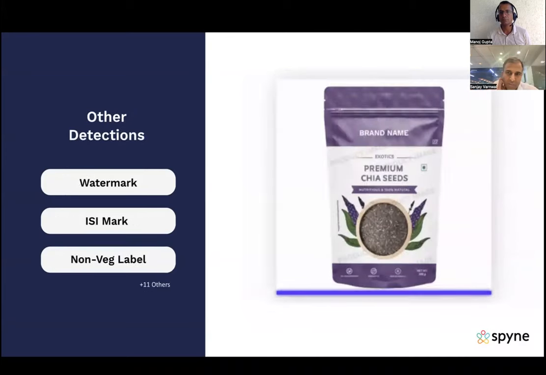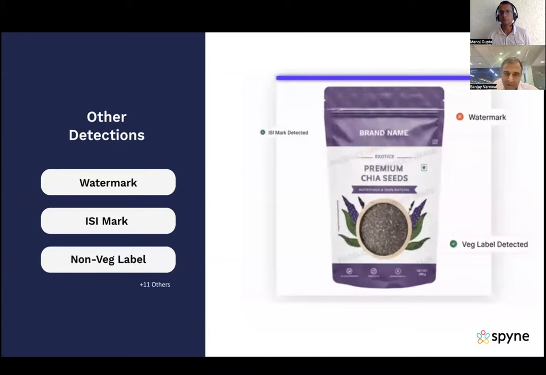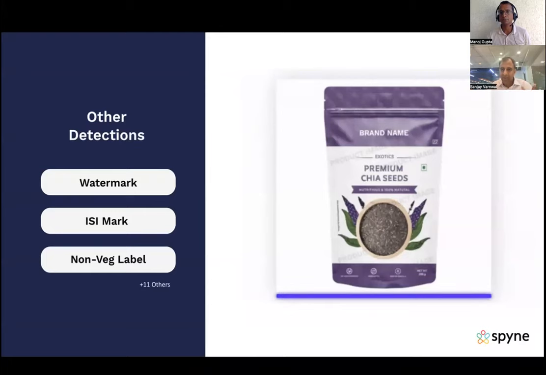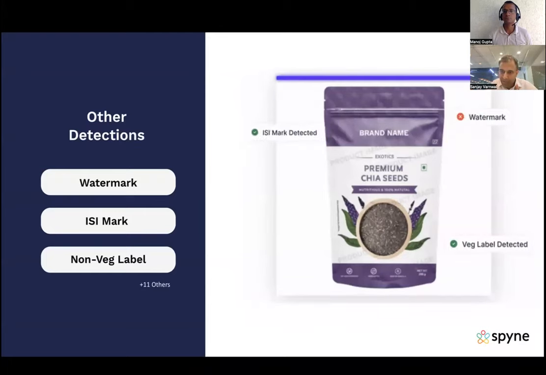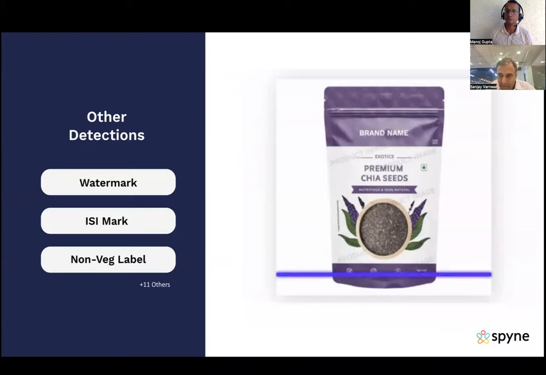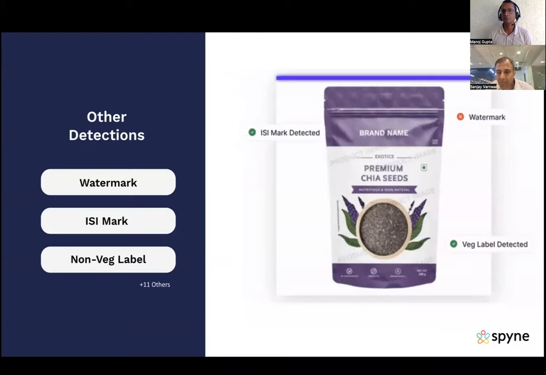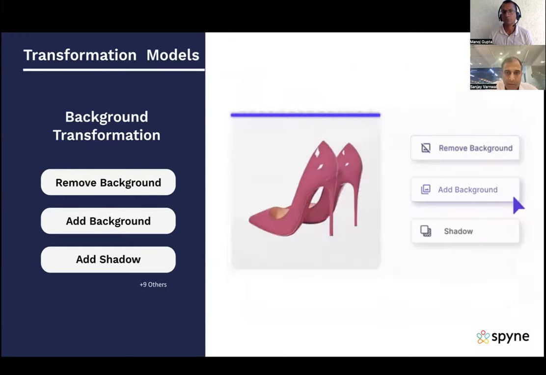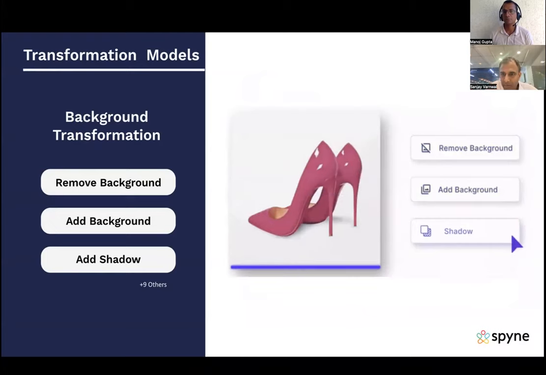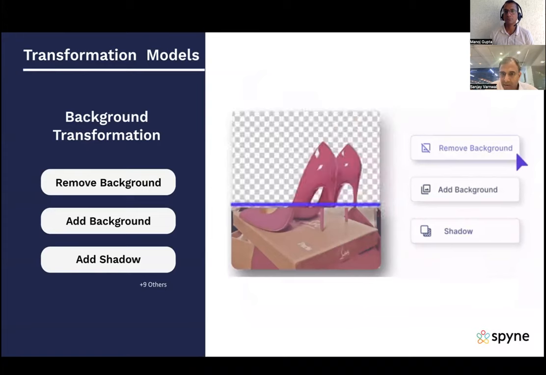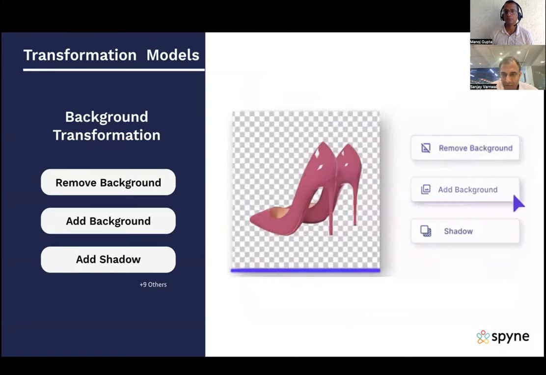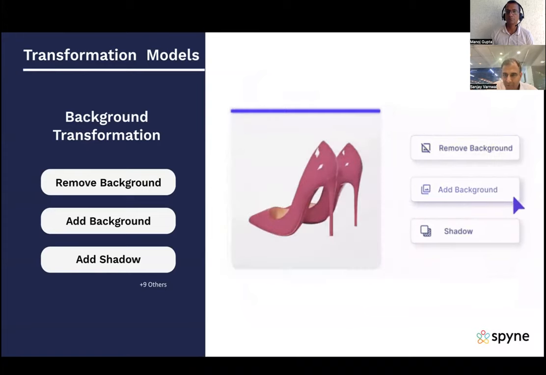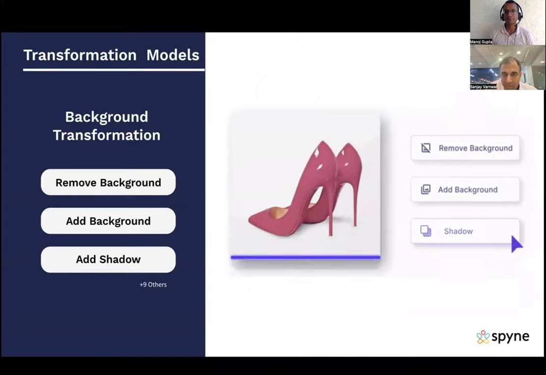We are also able to detect watermark, ISI mark, non-veg labels, all of these things. We have studied e-commerce needs in great depth and have tried to come up with specific solutions packaged into one for the marketplaces and the sellers. So let's talk about the transformation here, where the background of a set of footwear is removed, then a background is automatically added, and then an almost realistic shadow is added by the system, right?